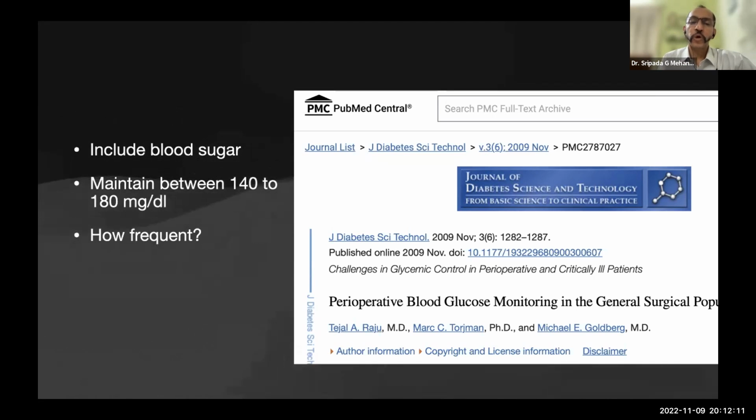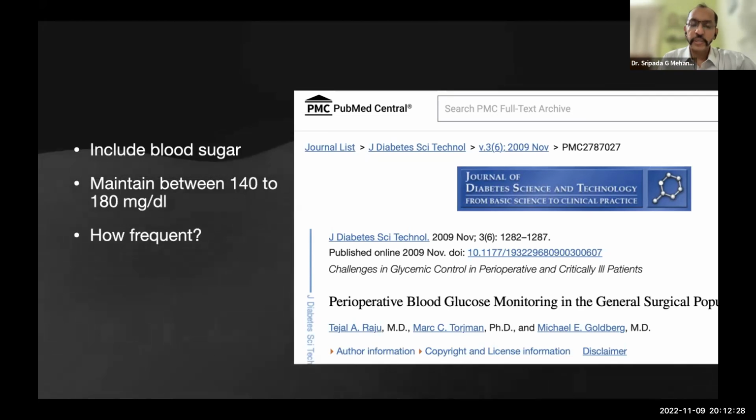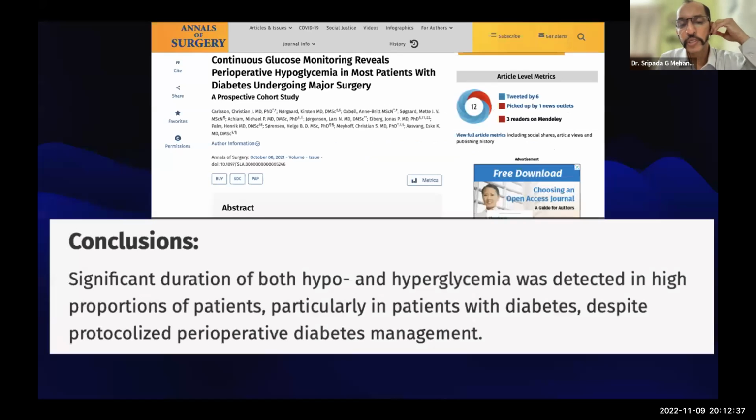Some studies do advocate that anything above 110 is fine, and definitely not more than 200 is permissible. More than 250 causes more than a 6 times increase in the rate of complications. Therefore, it is definitely advisable to maintain blood sugar in this range. How frequently should we monitor? The monitoring frequency depends on whether you use insulin perioperatively or not. At least every second hour it has to be monitored.